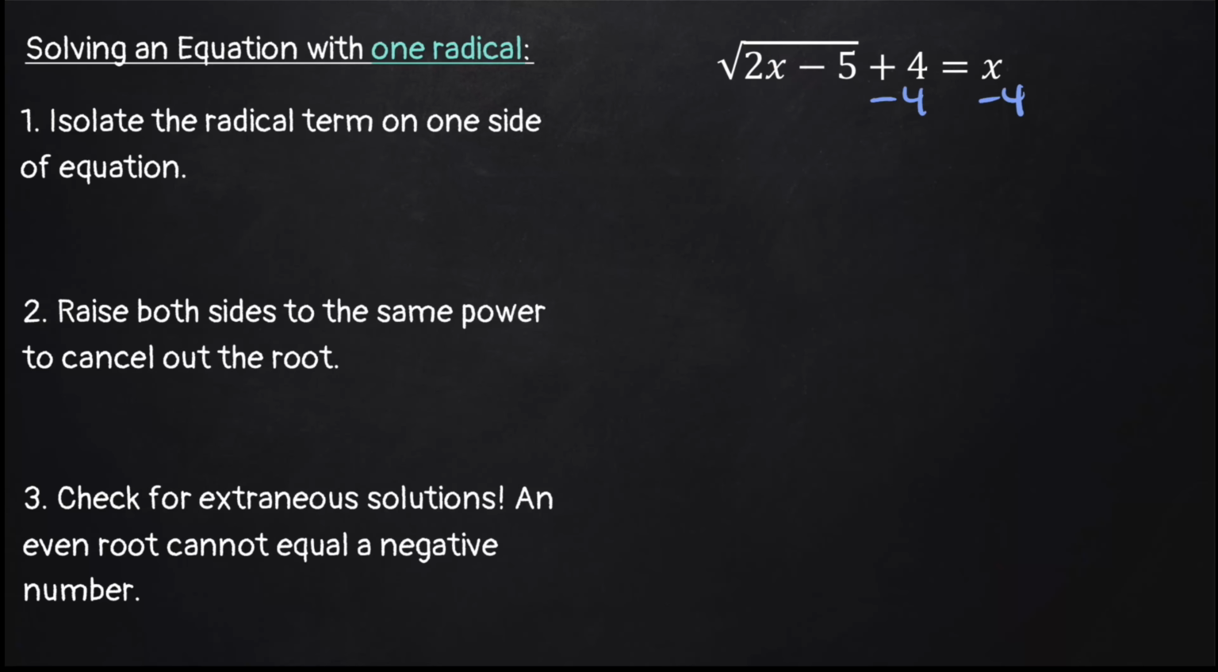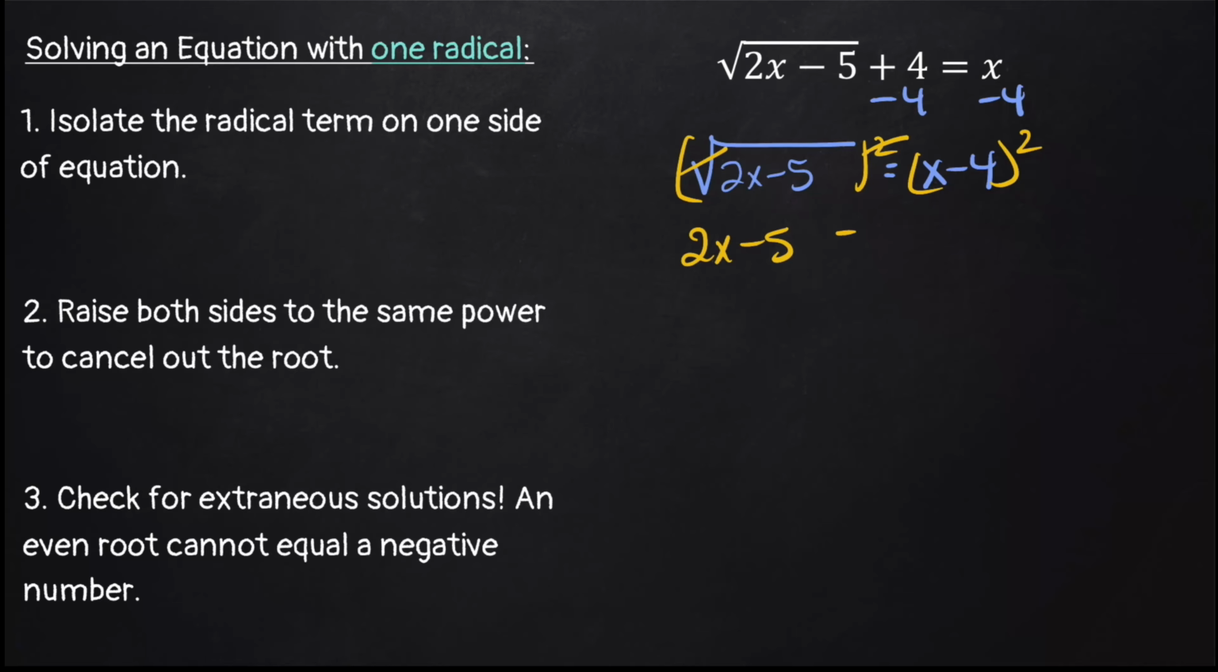All right, so again, isolate. We're going to get 2x minus 5 is equal to x minus 4. We are going to raise both sides to the power of 2 to cancel out that root. You're going to get 2x minus 5. Now remember, when you do this, you cannot just distribute the exponent in. This is really the same thing as doing x minus 4 times x minus 4. To multiply binomials, you can either do the box method or you can FOIL. So when you do that, you get x squared minus 8x plus 16.